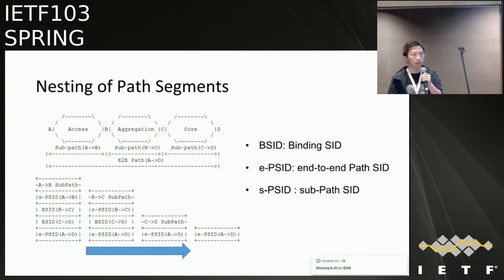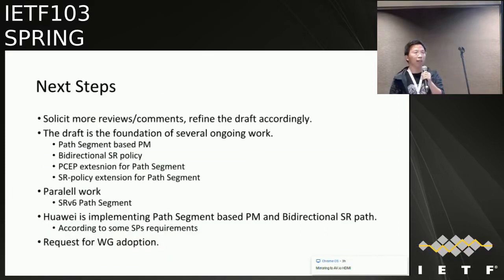So here are the steps. As always, we would like to solicit more review and comments on the draft, and then refine the draft accordingly. The draft is the foundation of several ongoing works, for example, the path segment-based performance measurement, bidirectional SR policy, and PCEP extension for path segment. And there's also parallel work that defines SRv6 path segment.